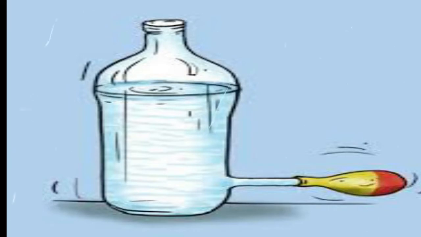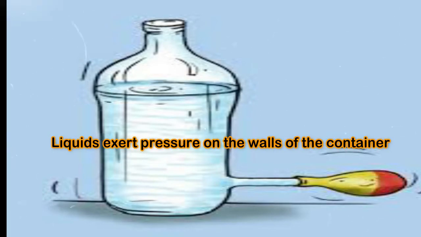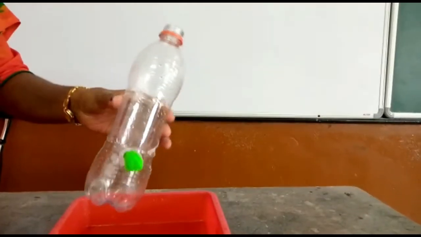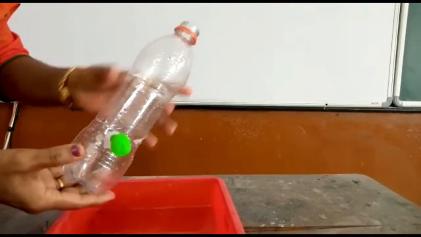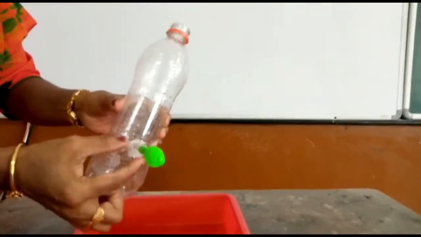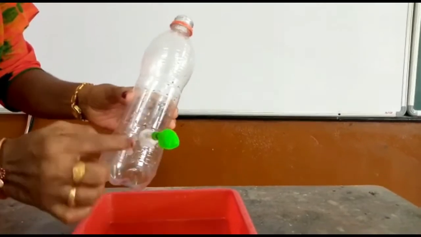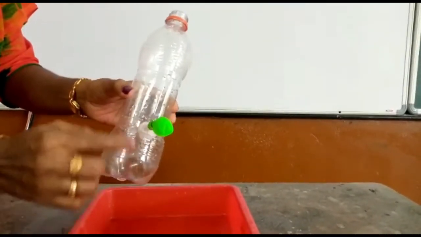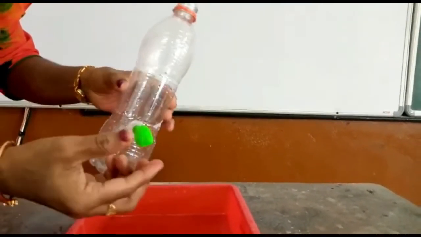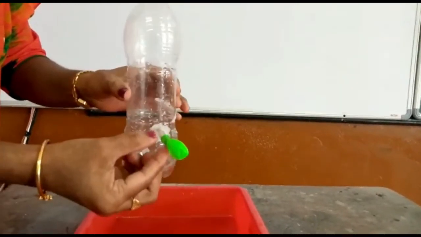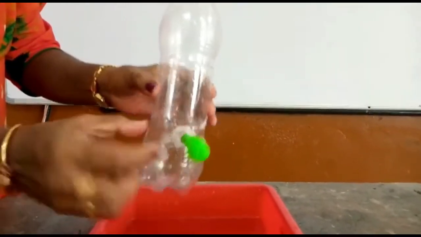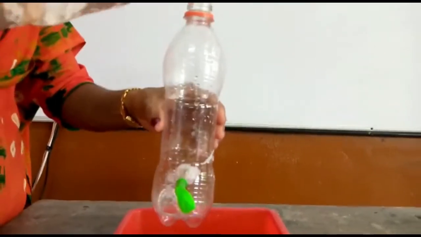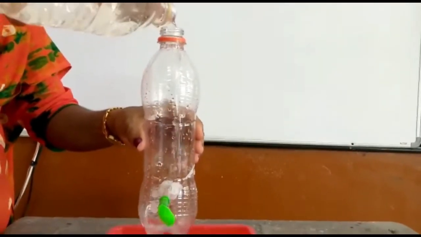Liquid exerts pressure on the walls of the container. So we'll do the second activity. For that I have taken a plastic bottle. Insert a cylindrical glass tube a few centimeters long near the bottom of this bottle. Then stretch a balloon at one end of this glass tube. Now what I am going to do is pour water into the bottle.